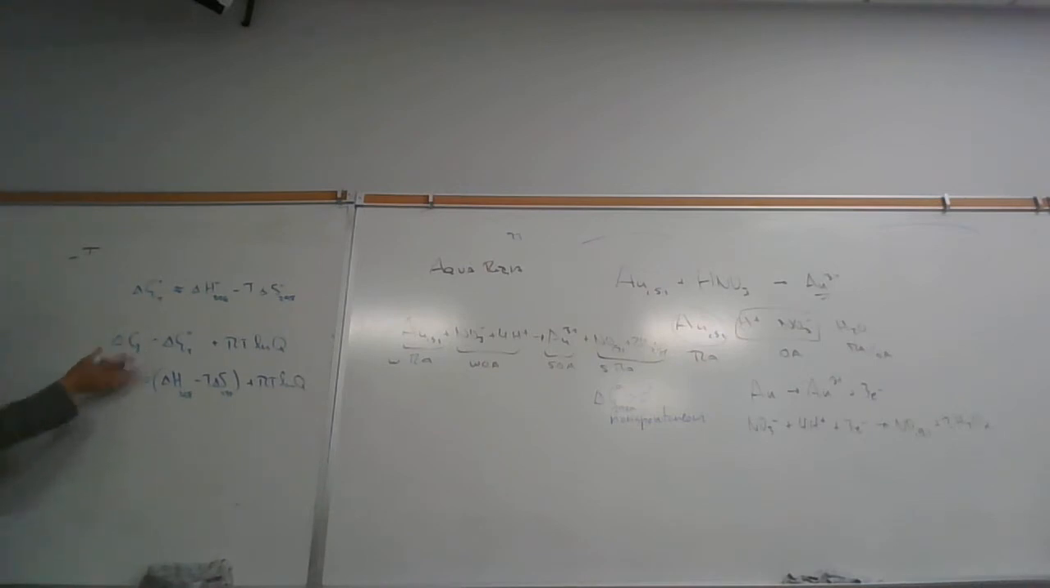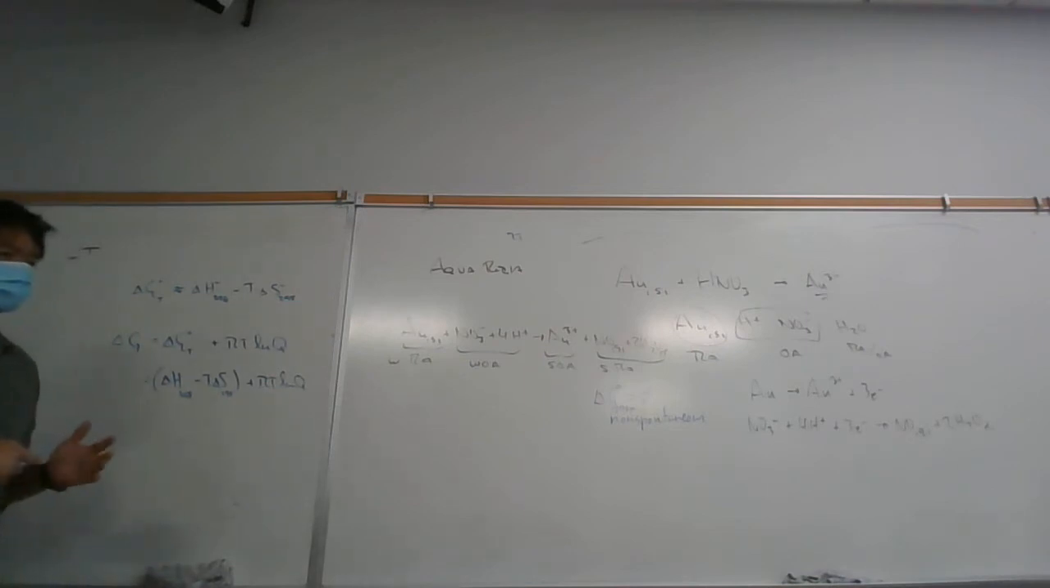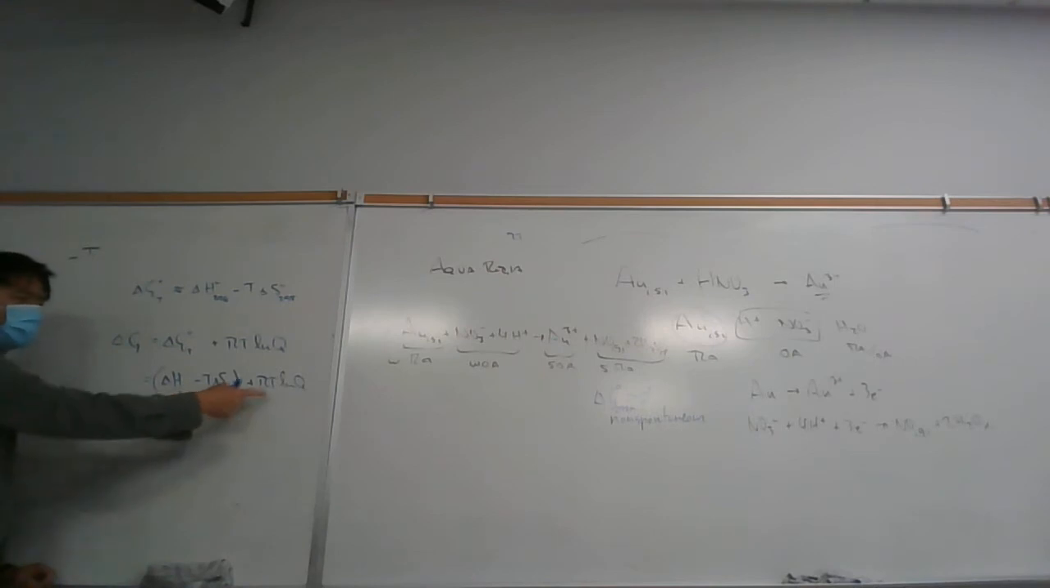If delta G under non-standard conditions is positive, then it's not going to work, right? So what we try to do is get that to change to negative. In order to go from positive to negative, it's going to transition through zero. So we set it to 0 in order to figure out at what conditions it transitions. Those conditions could be a combination of temperature and non-standard conditions to try to get it to go.